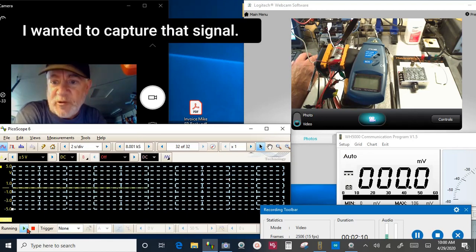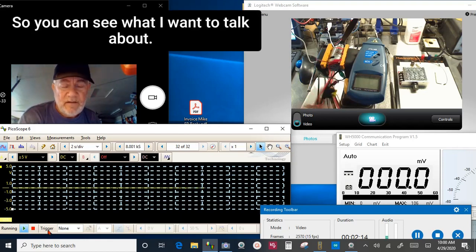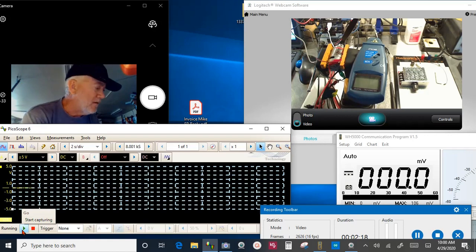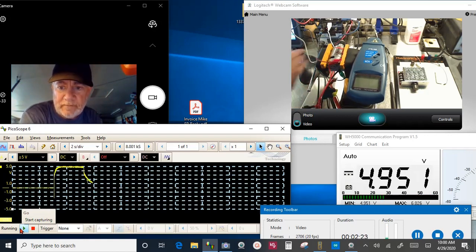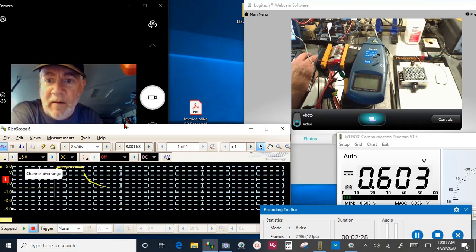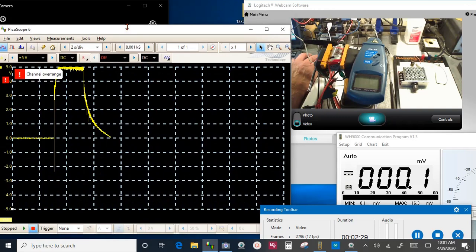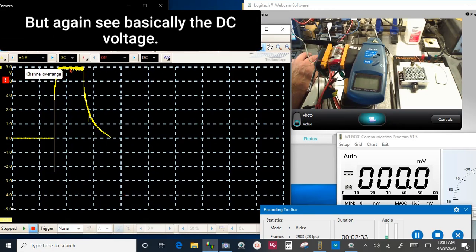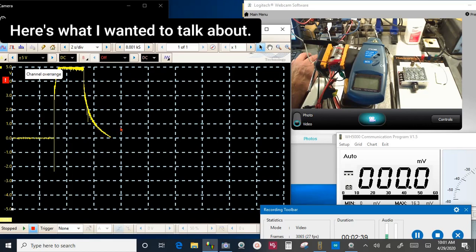I wanted to capture that signal. I'm going to capture this signal here so you can see what I want to talk about. Let me reset Pico. And I'm going to knock myself out here. Okay, it went over range, but you can see basically the DC voltage. You see this little drop off right here is what I wanted to talk about.